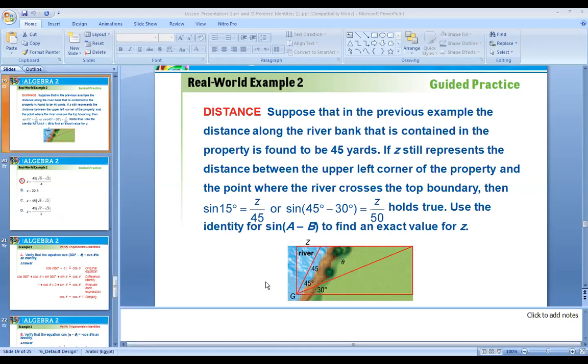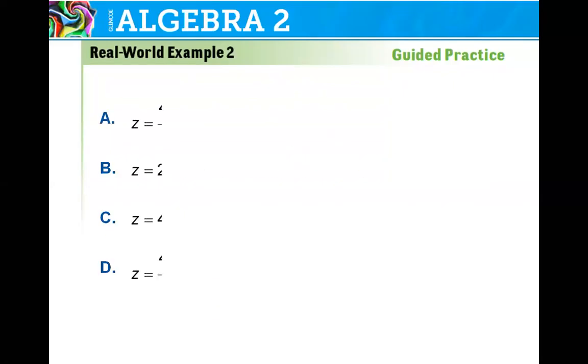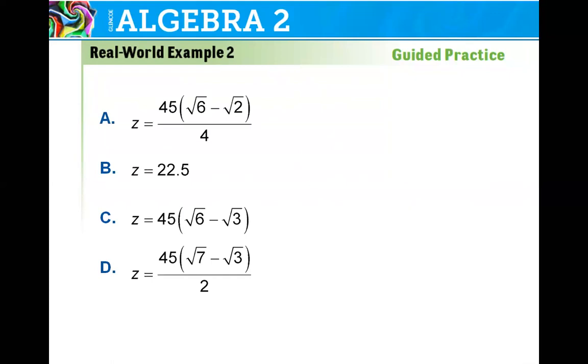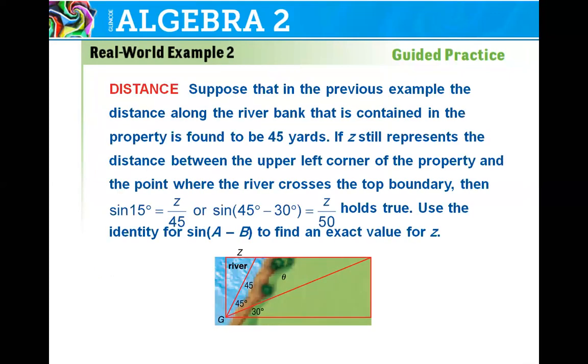What shall we do? We start to get the information. We have here the problem. So we write sine 15 equals z over 50. So we can correct this. This is 50, not 45. So this is 50. Okay, this is 50. So down we have 50, not 45.